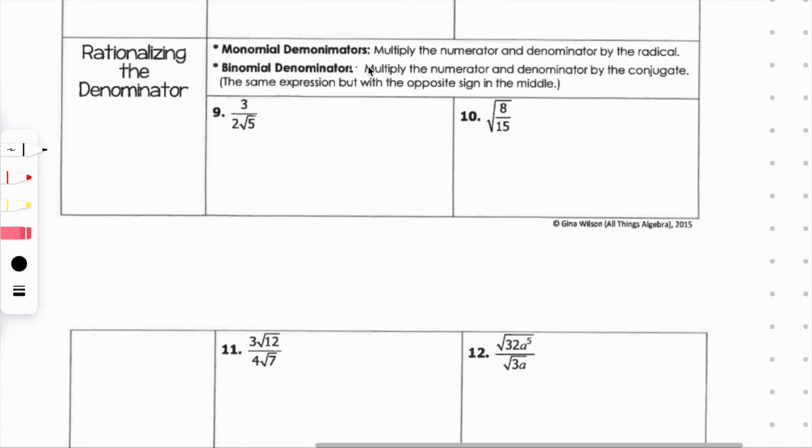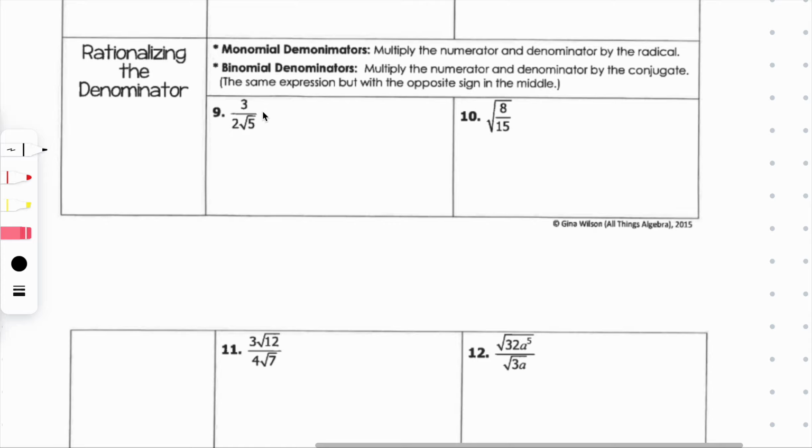So when we have a monomial denominator, we want to multiply the numerator and denominator by the radical. And when we have a binomial denominator, we want to multiply the numerator and denominator by the conjugate, which is essentially just the same expression with the opposite sign in the middle. And we'll go over that in a second. So let's first do number 9, which is an example of a monomial denominator.